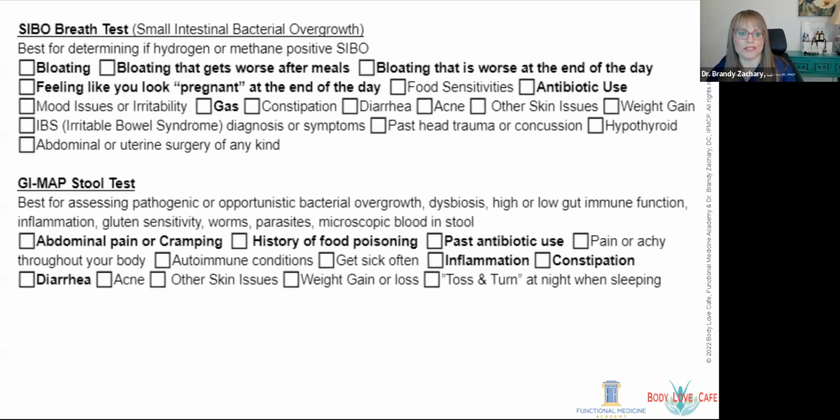I gave some of the SIBO breath test examples, GI map, history of food poisoning, things like that. Some of these just help people see, because there's going to be overlap, right? Acne isn't always a SIBO breath test. It could be a stool test. It could be a hormone test. It could be a leaky gut test. It could be a food sensitivity test. So you have to start finding these common symptoms, and where do you get a few clues that add up that have you go, oh, not allergy testing, stool testing, what's going to have you go to the left or to the right.